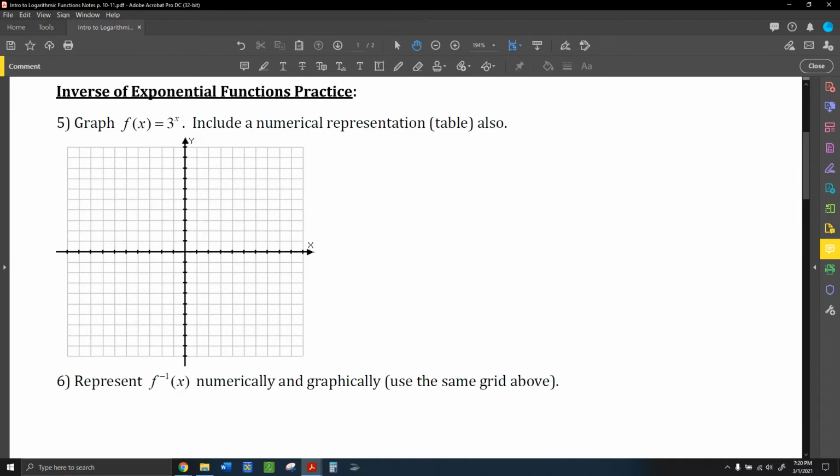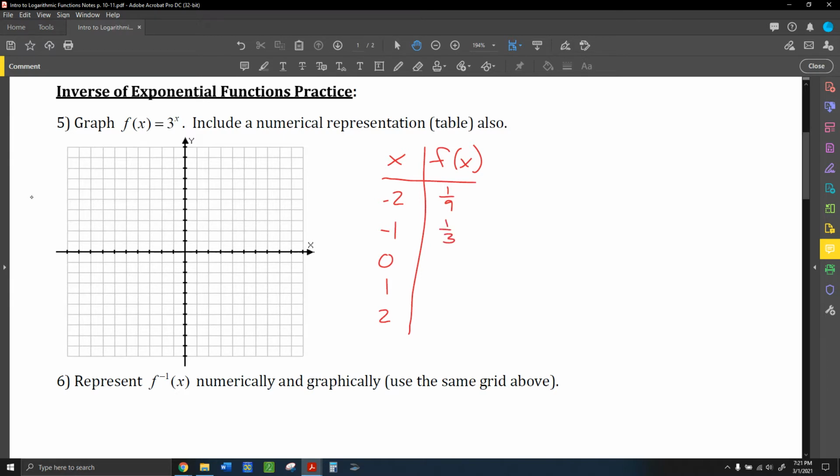Let's go ahead and graph this exponential function, f of x equals 3 to the x. We're going to do that by constructing a table of values. So I'm going to make a table of values, x, f of x, and I'm going to choose x values between -2 and 2. So evaluating the function, f of -2, we have 3 to the -2 is the reciprocal of 3 squared, or 1/9. 3 to the -1 is 1/3.